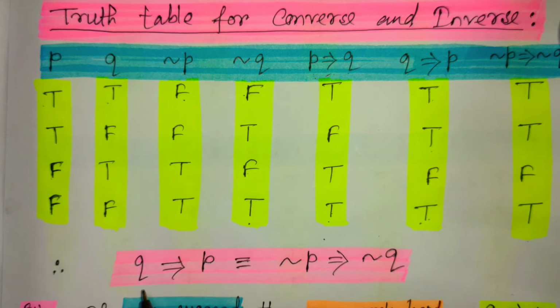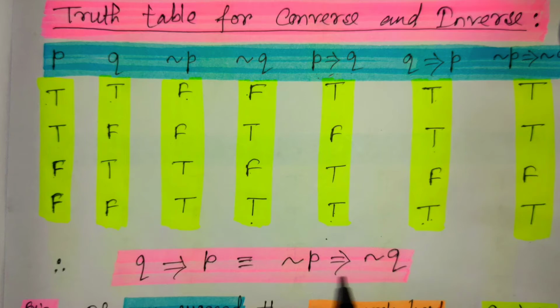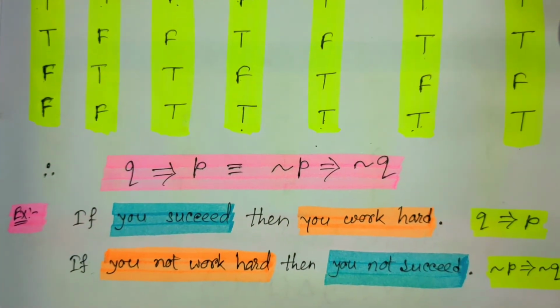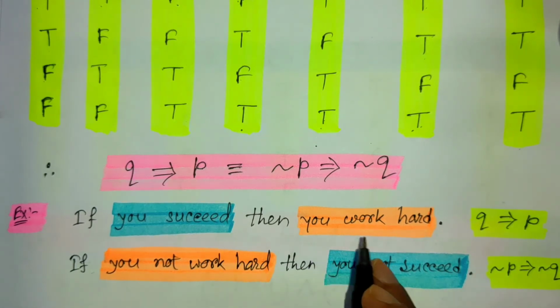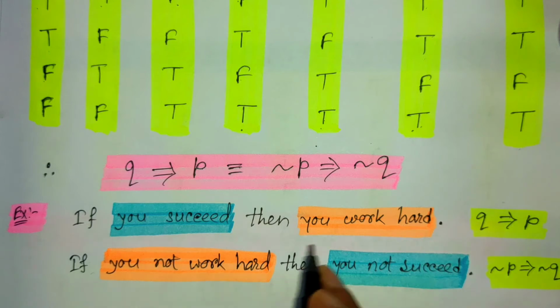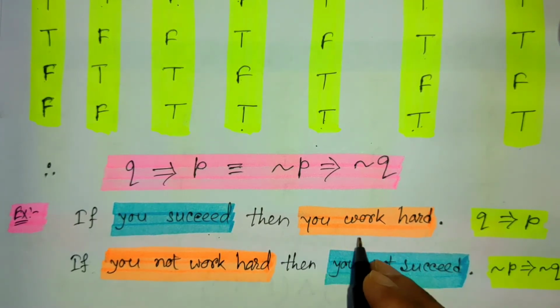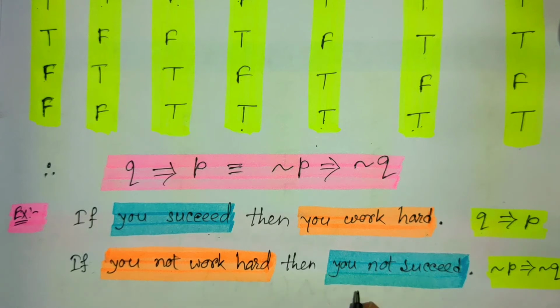You should prove in terms of the basic logical connectives that these two are equivalent statements. With the help of one example also we can express these terms. If you succeed, then you work hard. That is Q implies P. If you succeed, then you work hard. And if you do not work hard, then you do not succeed.